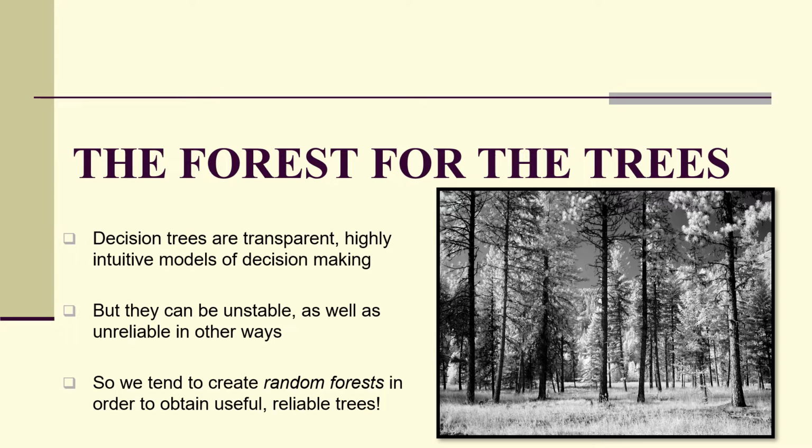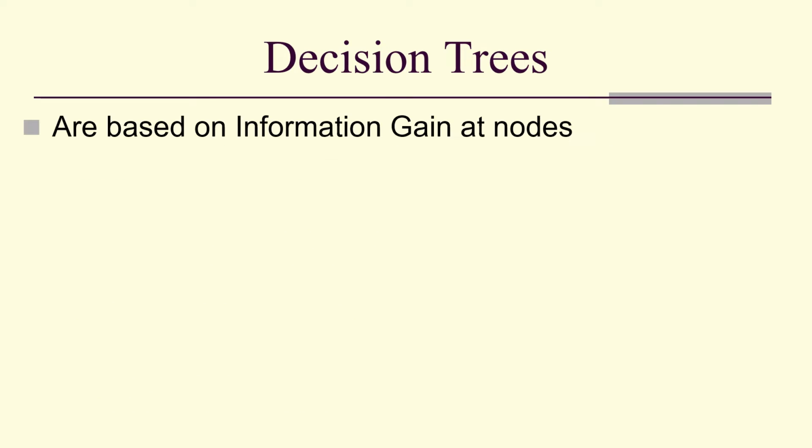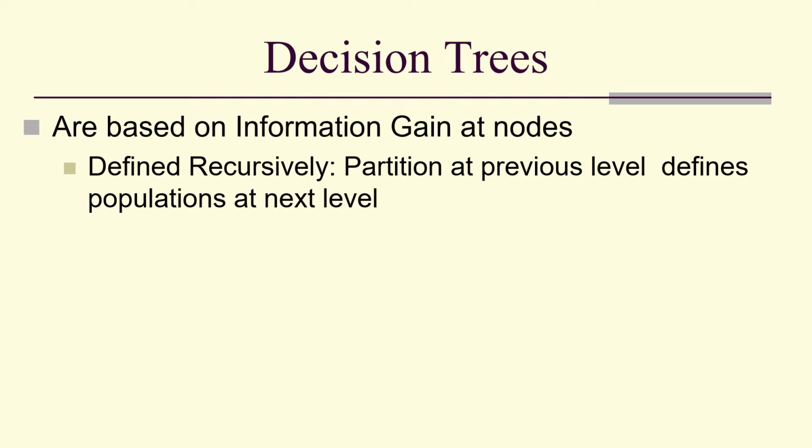The forest for the trees. Decision trees are transparent, intuitive, unstable, and unreliable. So we tend to create forests, random forests of decision trees. Decision trees are based on information gain at the nodes.